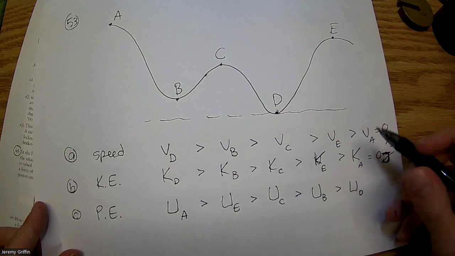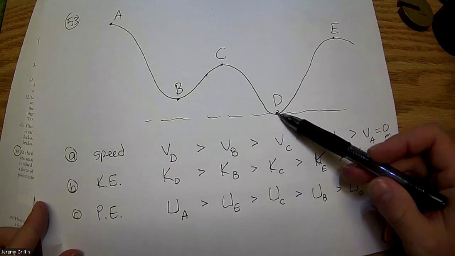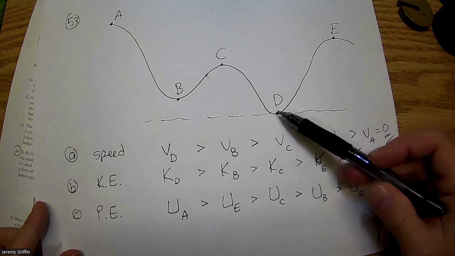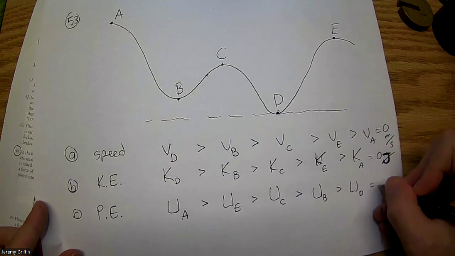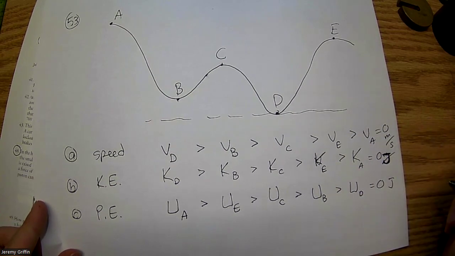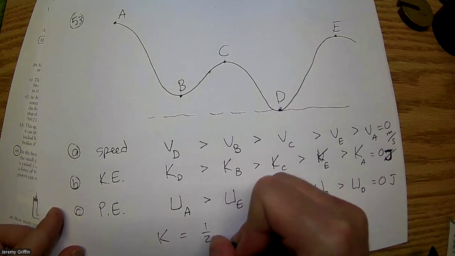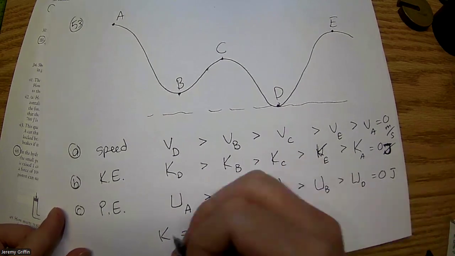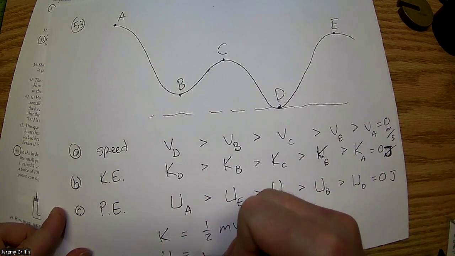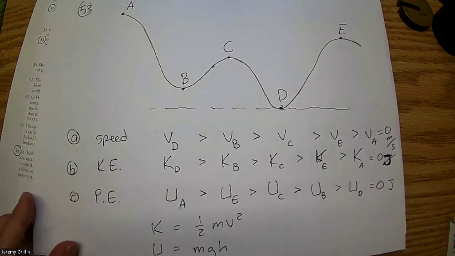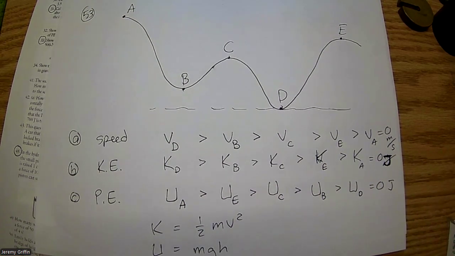Now, if you define point D as the ground level, the lowest point it's allowed to go, that would be 0 joules of potential energy there too. Remember, kinetic energy, the formula is 1/2 mv squared. The faster it's going, the more kinetic energy. Potential energy is mgh. So the higher it's located, the more potential energy.